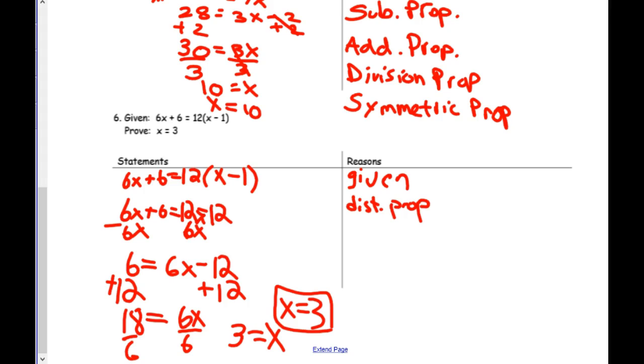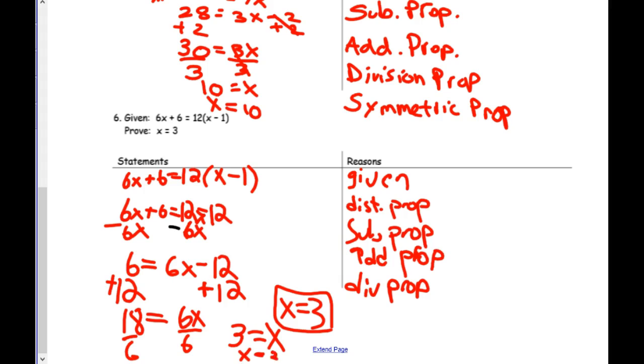What about these reasons? What did you just do here? So what did you just do on the side here? Okay, so what do you write here? Sub prop. That's fine. And the next time, what did you do? You did what? Addition prop. And then the next thing you did, dividing prop. Sorry. And then, hold on. You mean x equals 3. You had to flip it over. So what was that? Symmetric property.